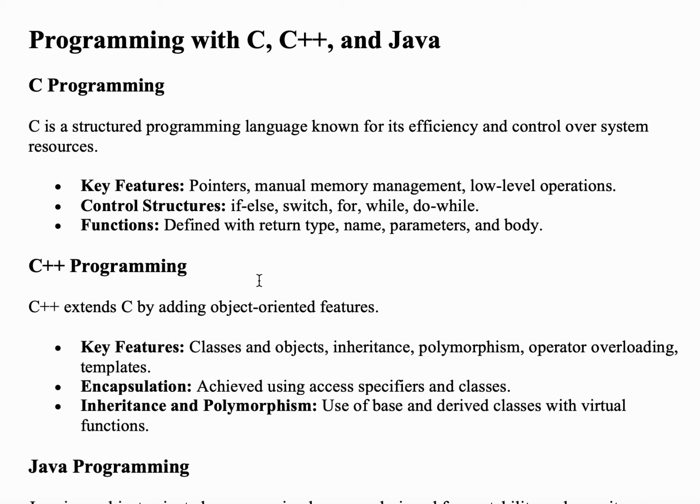Whereas C++ programming extends C by adding object-oriented features: introducing classes and objects, inheritance, polymorphism, operator overloading, and templates. Also, encapsulation is achieved using access specifiers and classes. Another features are inheritance and polymorphism, using base and derived classes with virtual functions.